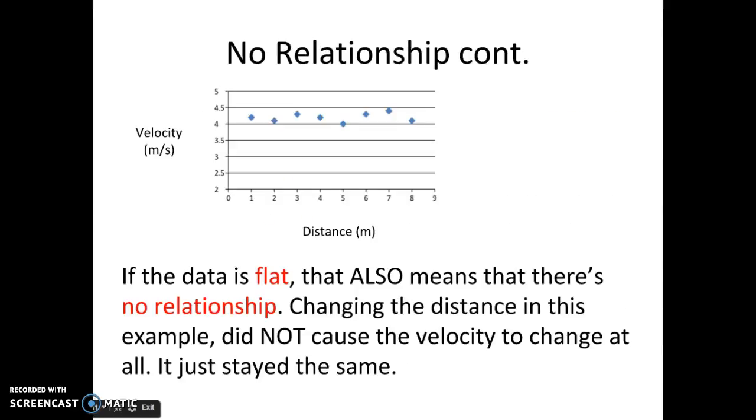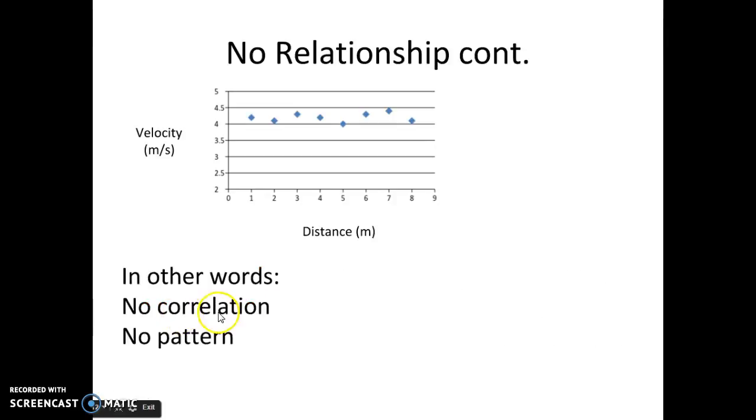Another no relationship graph can be a horizontal straight line. So if your data is just flat, that also means there's no relationship. So it's another type of graph that tells you that you don't have a relationship in your data. And the reason is that if you look at what this graph is showing, it's showing that as the distance increases, the velocity stays the same. It stays at around between 4 and 4.5 meters per second. So that means that changing the distance has no effect on the velocity because it's just keeping it at the same value. So in general, this just means that there's no correlation or no pattern whenever you have a no relationship graph.